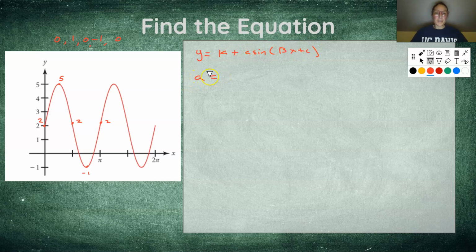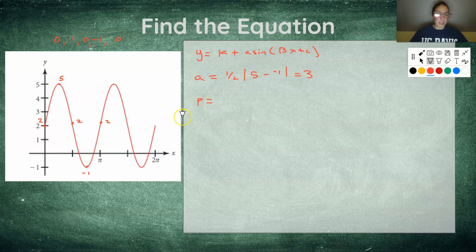Let's figure out our A. Amplitude, 1/2 the tallest point, which is 5, minus the smallest point, which is negative 1. 5 minus negative 1 is positive 6. 1/2 of that is 3. Okay. Let's look at the period.